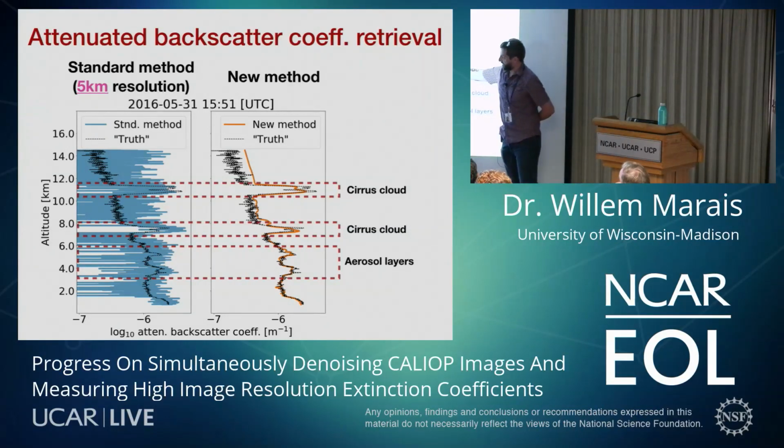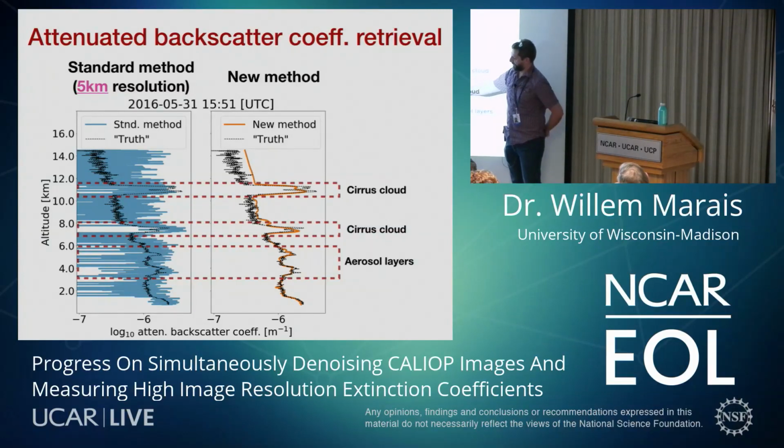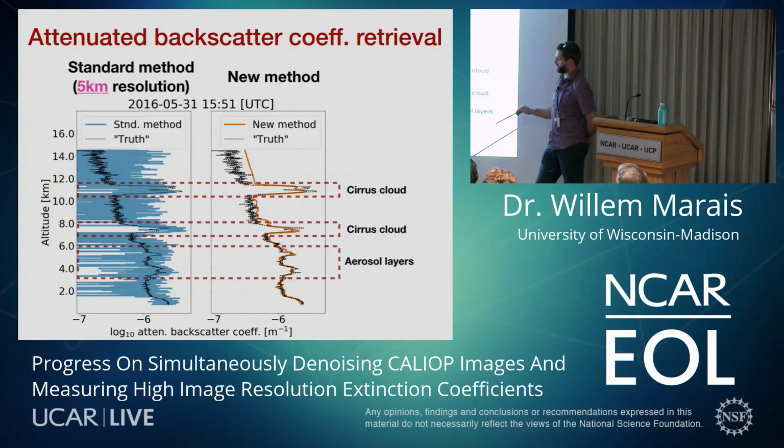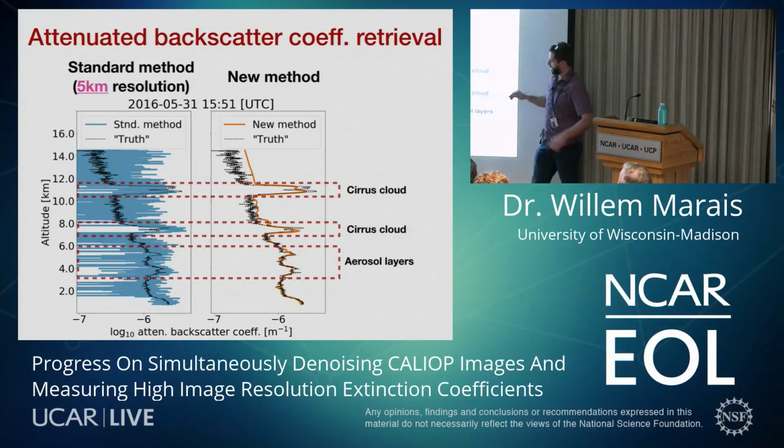The blue curve is the standard method, meaning the 5 kilometer resolution, where you just did averaging to get the attenuated backscatter coefficient. The black curve is the high SNR measurement of the attenuated backscatter coefficient. The orange curve shows the attenuated backscatter coefficient of the new methodology we developed. And as you can see, there's less residual noise for the new methodology. There's a slight bias in retrieving the attenuated backscatter coefficient for the cirrus cloud, even though for the aerosols we have less bias with less residual noise.